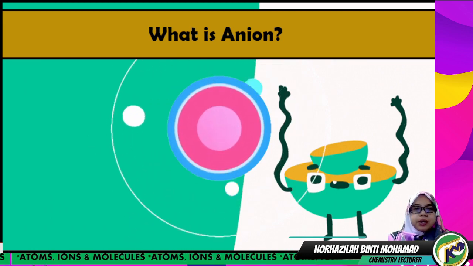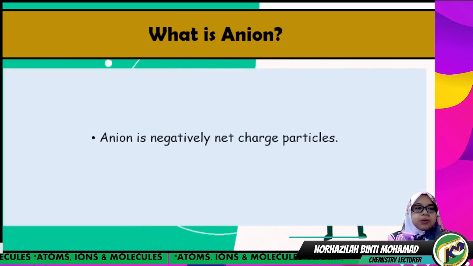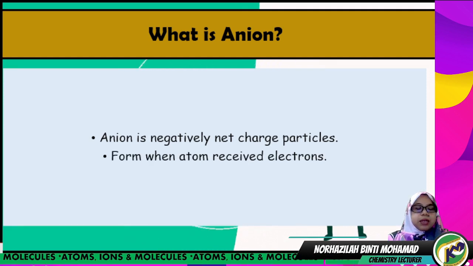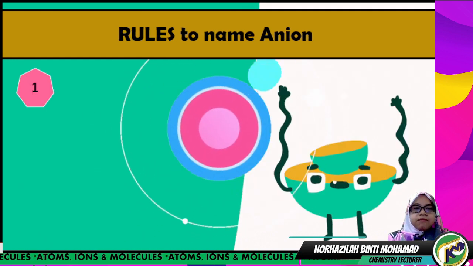And then we go to the second part of our salt, which is the anion. So what is an anion? An anion is a negatively charged particle. It is formed when atoms receive electrons. We know that electrons bring along the negative charge. So when an atom receives electrons, the negative charge will be greater than the positive charge. That's why an anion is a negatively charged particle. Okay, so there are actually 5 rules to name an anion.